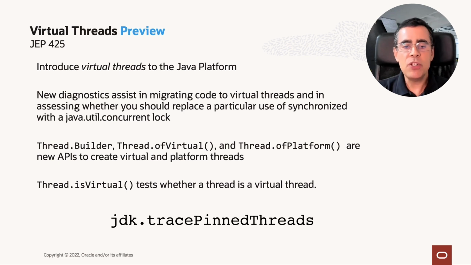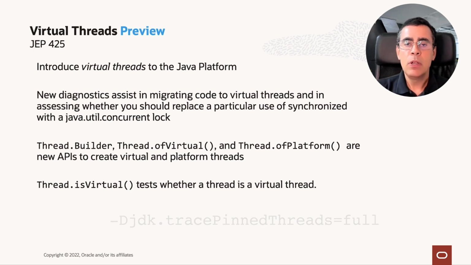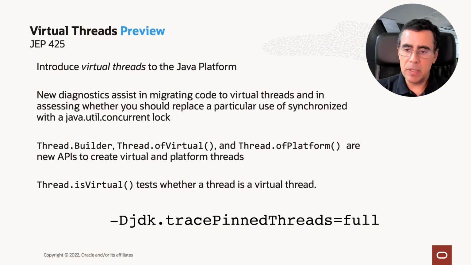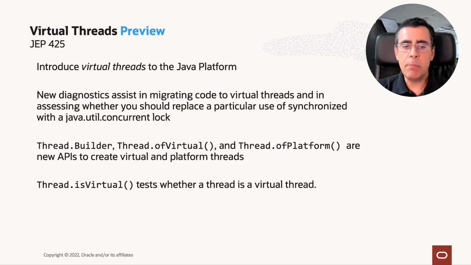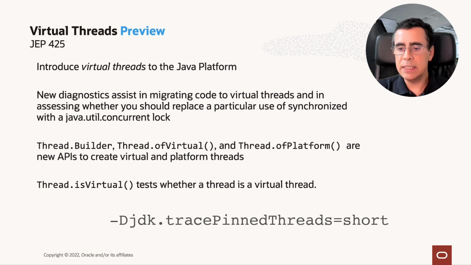The system property jdk.tracePinnedThreads triggers a stack trace when a thread blocks while pinned. Running with -Djdk.tracePinnedThreads=full prints a complete stack when a thread blocks while pinned, with the native frames and frames holding monitors highlighted. Running with -Djdk.tracePinnedThreads=short limits the output to just the problematic frames.